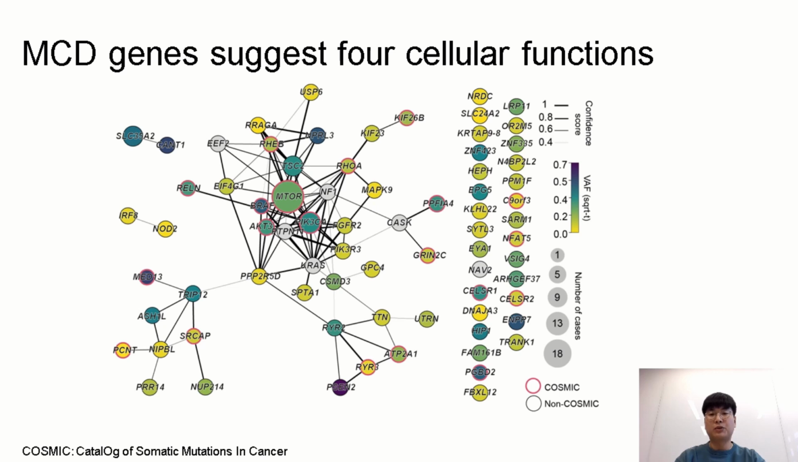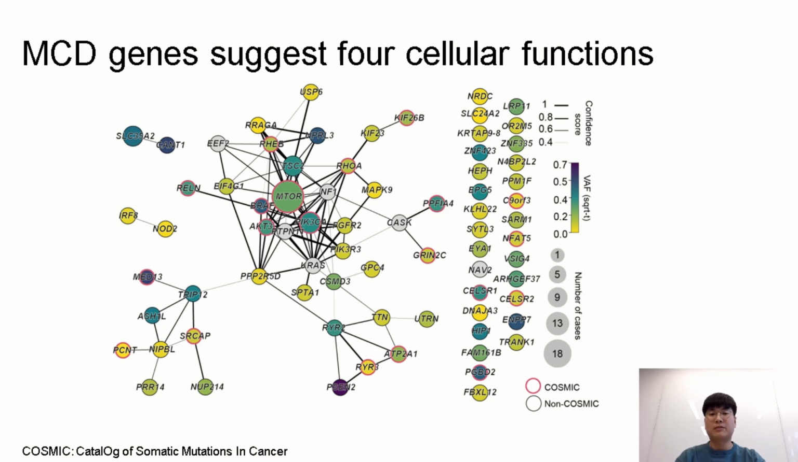We identified a total of 69 genes in our cohort, which are color-coded from yellow to purple depending on the variant allele fraction. Additionally, we included 6 genes that have been recently reported as new MCD-associated genes in other studies, and these are indicated with gray nodes. The node size indicates the number of cases carrying mutations in the coding gene. The thickness of lines connecting nodes in a network represents confidence level of the functional association between the nodes, as determined by literature or experimental results.